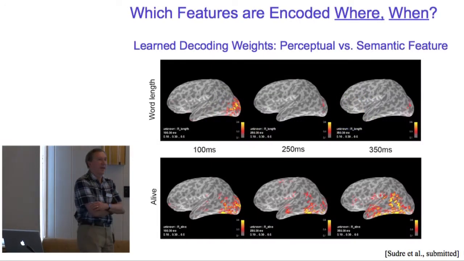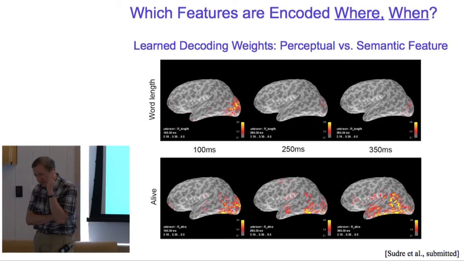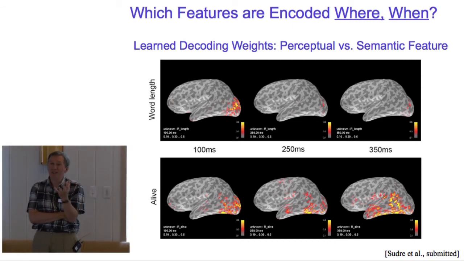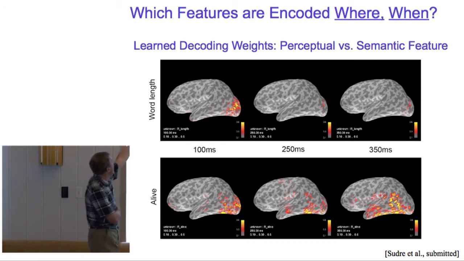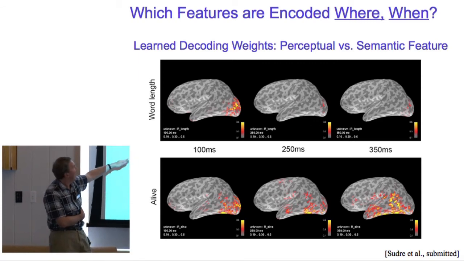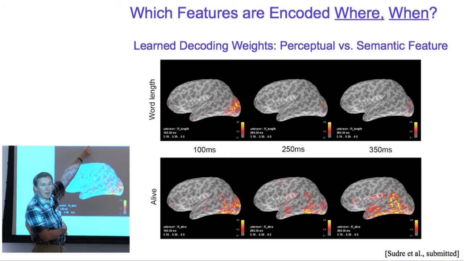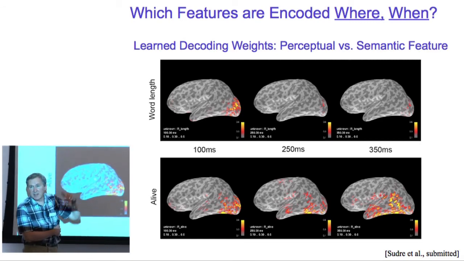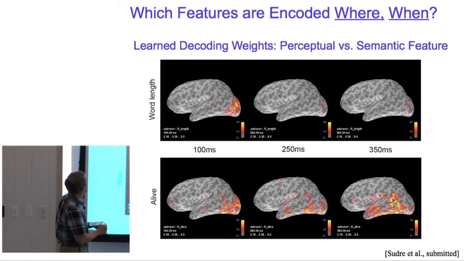Here's another way of looking at that. What I was showing you in the previous animation was the most decodable features at every window. But what if I just pick one of the features, let's say word length on top or alive on bottom, and I ask, at the 50 millisecond window that begins at 100 milliseconds and goes to 150, where are the weights that are used to try to decode word length?